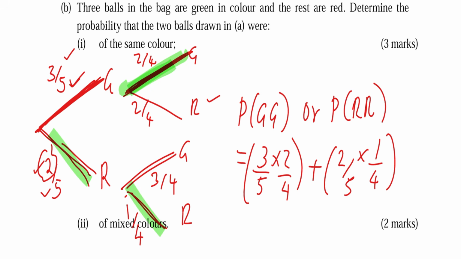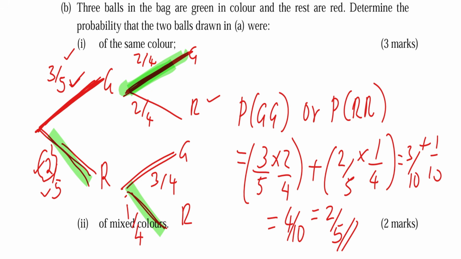So it will be 6/20, which is like 3/10. So basically I'm just taking 3/10 plus 2/5 times 1/4, which will be 2/20, which is 1/10. So 3/10 plus 1/10 gives you 4/10, which is similar to 2/5. So if you want, you can write 0.4, it's up to you.